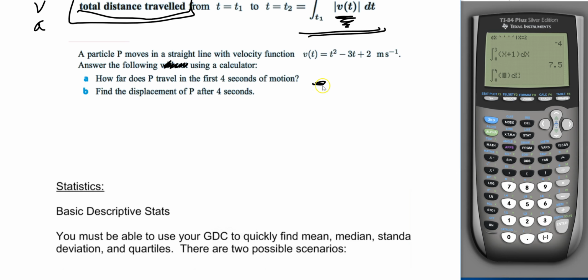And by the way, what work will you show? You show the setup: integral from 0 to 4 of the absolute value of t squared minus 3t plus 2. If you really want, you can just type in v of t, but it helps if you show the equation. So how do I get the absolute value?